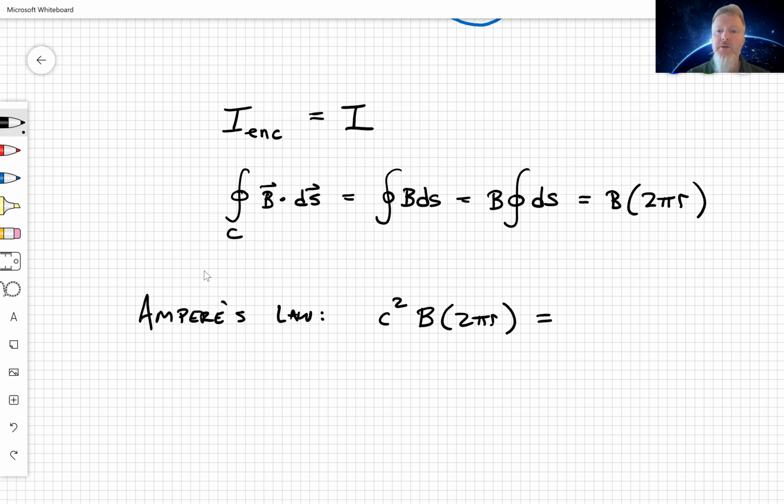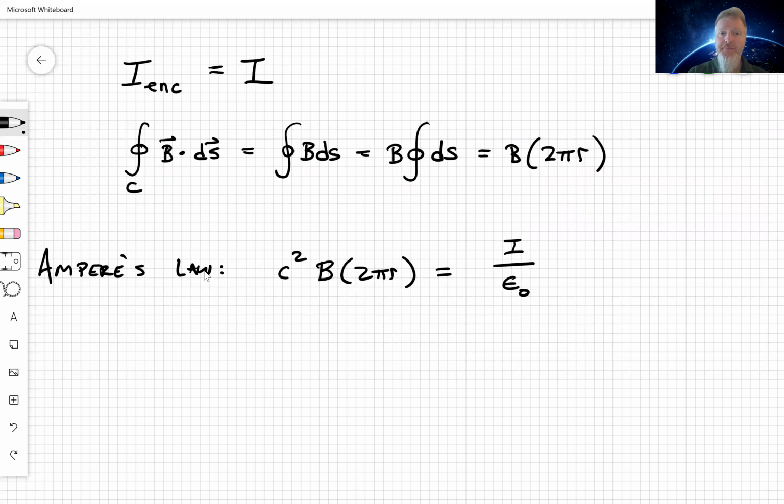Okay, enclosed is just I, and then there's an epsilon naught. Okay, and there we go. Solve for B. So take all that stuff on the left side, chuck it underneath on the right side, and it becomes I divided by 2 pi epsilon naught c squared r. There you go. Now, is there a situation where we could check this?